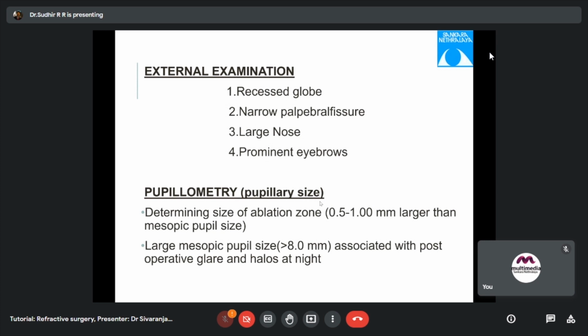Imagine this is a patient whose scotopic pupil is 7, and you are treating this patient. Unfortunately, you have to take care of residual bed thickness, so I have to reduce the optical zone. Then I have to tell them you may have a higher chance of glare. Are you willing to go ahead? You have to sacrifice on night driving, all those things. When the patient says yes, you go ahead.